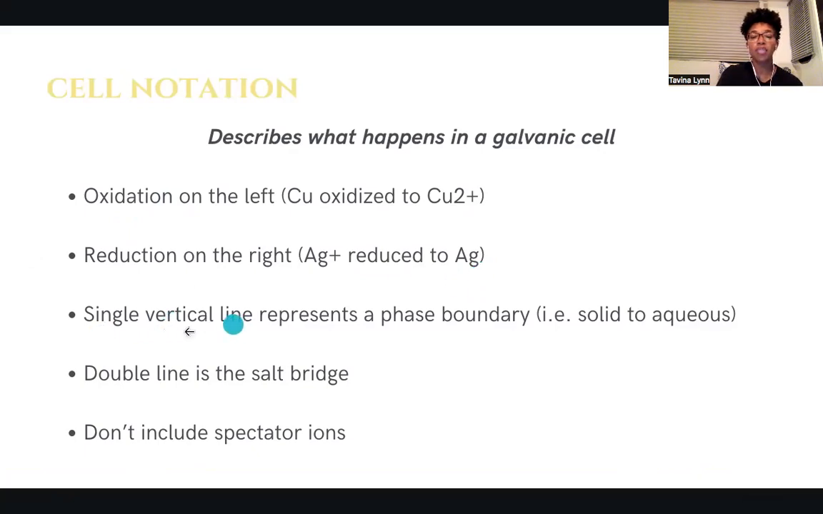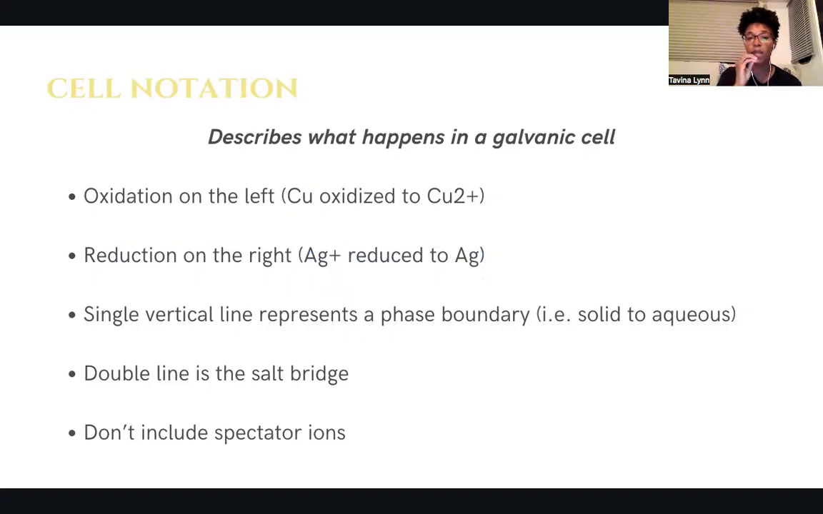We have a single vertical line that represents a phase boundary. So we write this in between our oxidation and reduction step. From copper, we went from copper solid to copper aqueous, solid to aqueous solution, so we just write a single vertical line between those. Similarly with reduction, we went from aqueous silver to solid silver, so we would write a single vertical line between those.